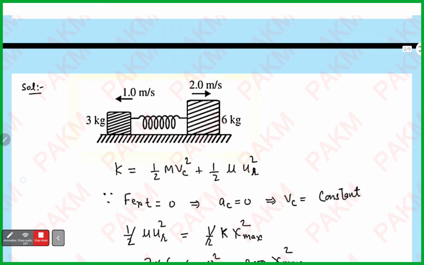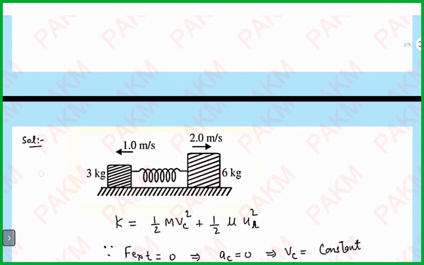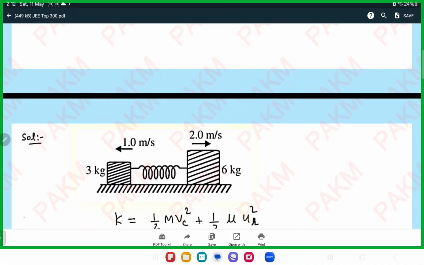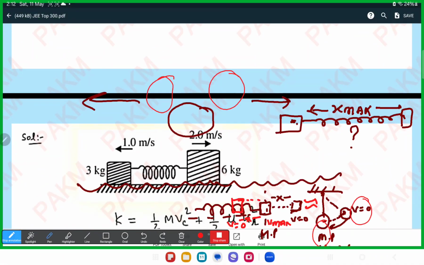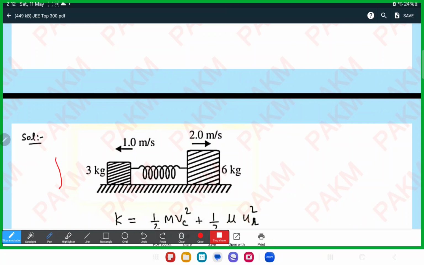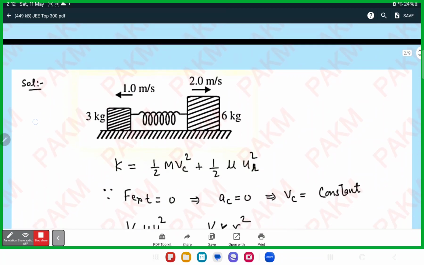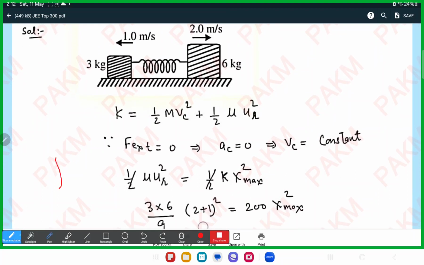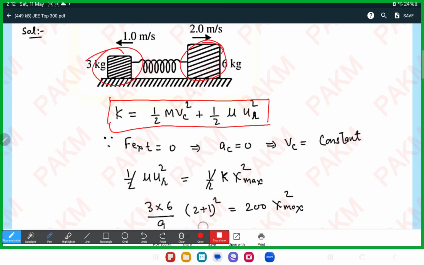Now here we have the block system, and by using the work energy theorem we can say the maximum energy possessed by this two-block system would be the kinetic energy of the center of mass plus the kinetic energy of the two-mass system, where mu is called the reduced mass.